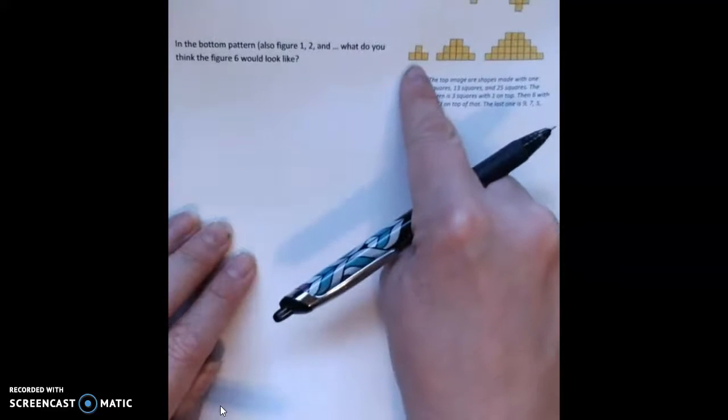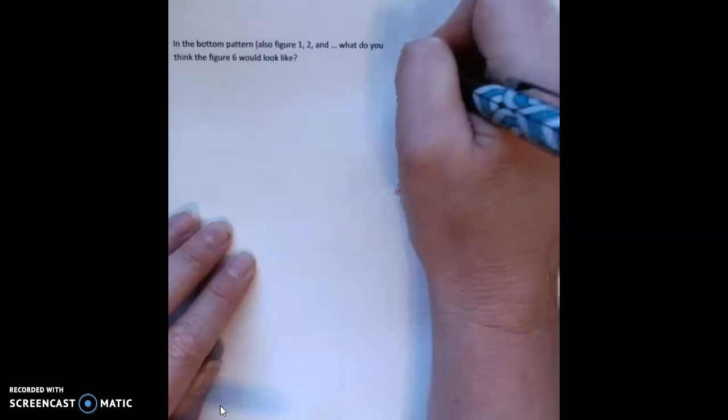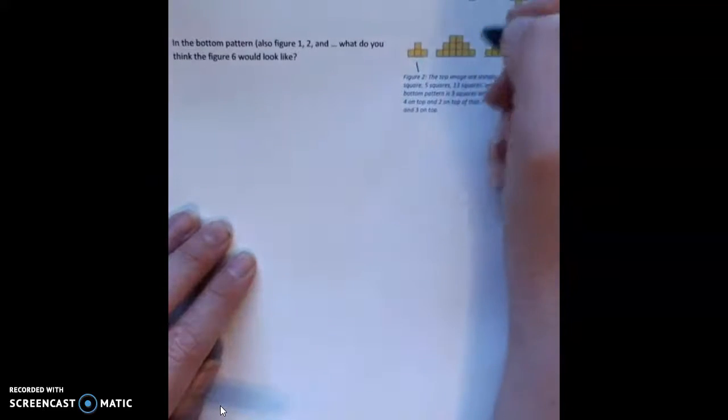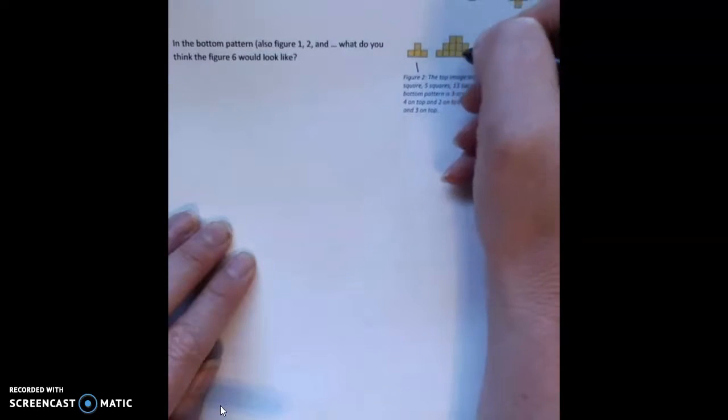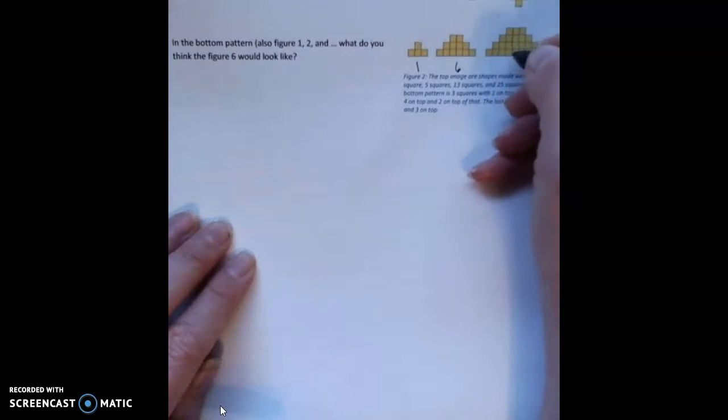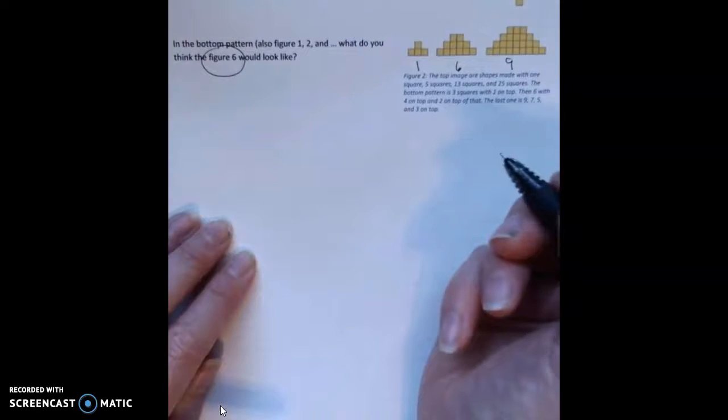So the bottom shape here, the first shape, is 3 on the bottom with 1 on top, kind of making like stair steps to go up. And then the next one has what? 1, 2, 3, 4, 5, 6 on the bottom, then 4, then 2. Again, stair steps going up and down. And then the last one has 1, 2, 3, 4, 5, 6, 7, 8, 9 on the bottom, and then it goes down by 2. So 7, and then 5, and then 3 on the top. So we want to know what shape 6 would look like.